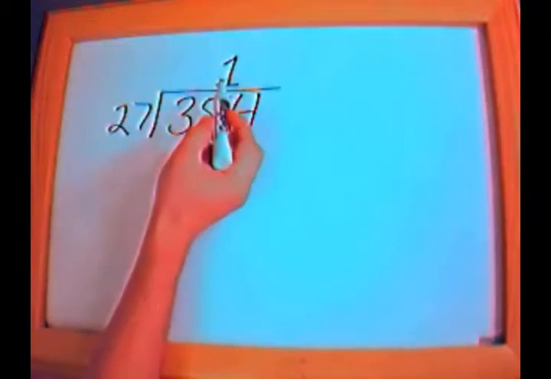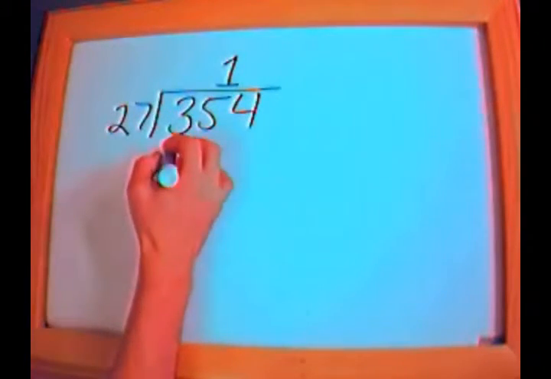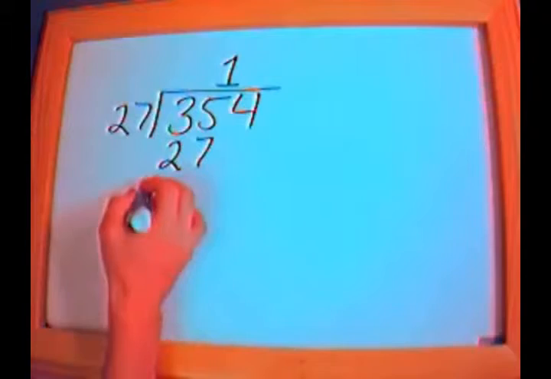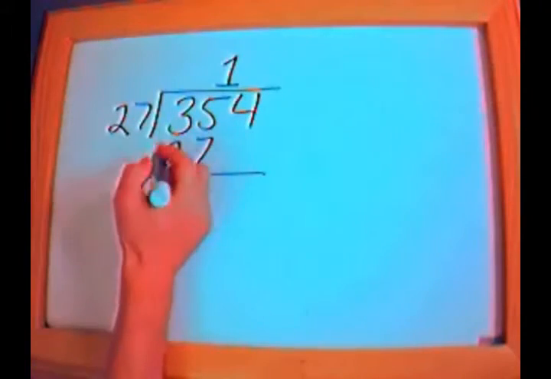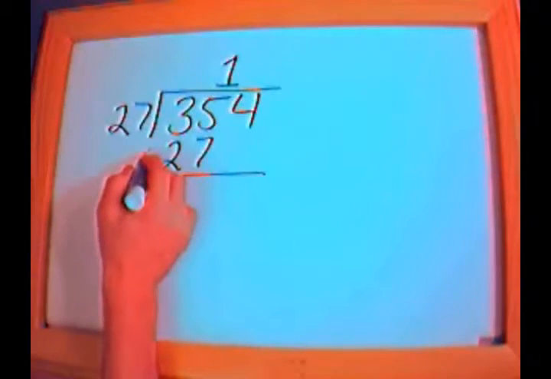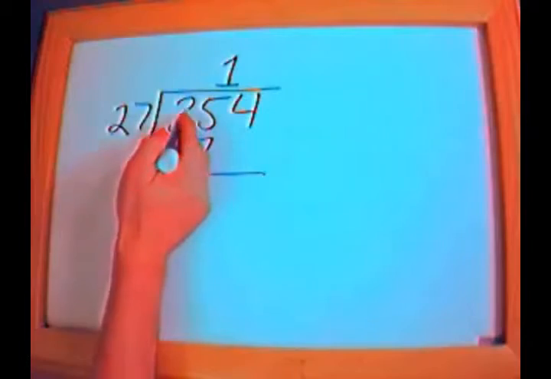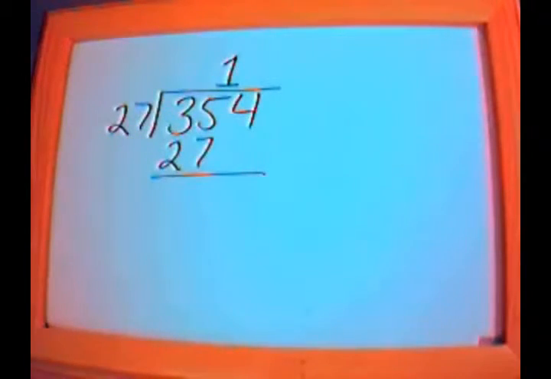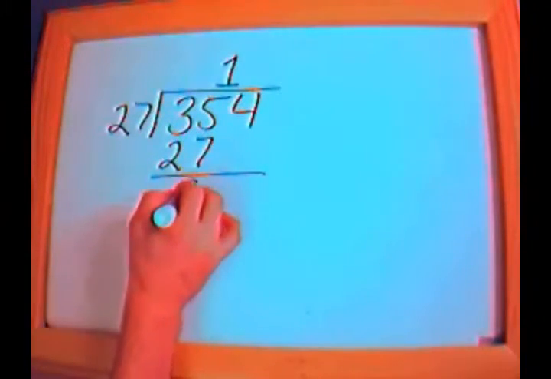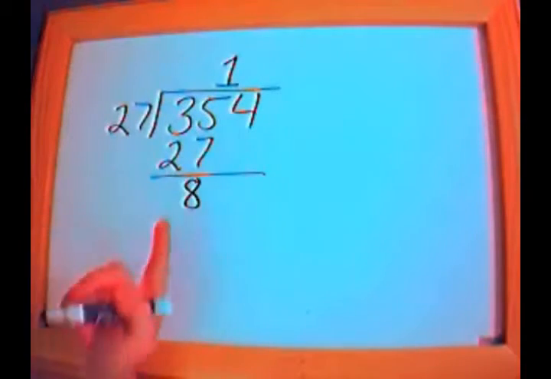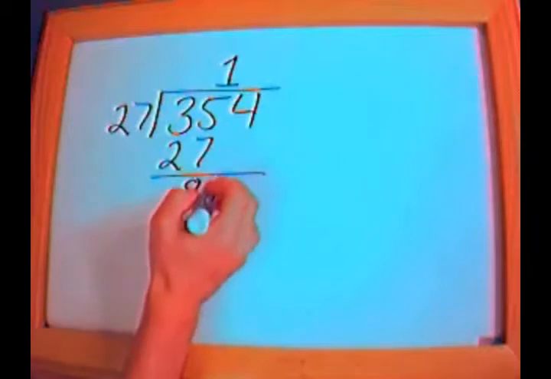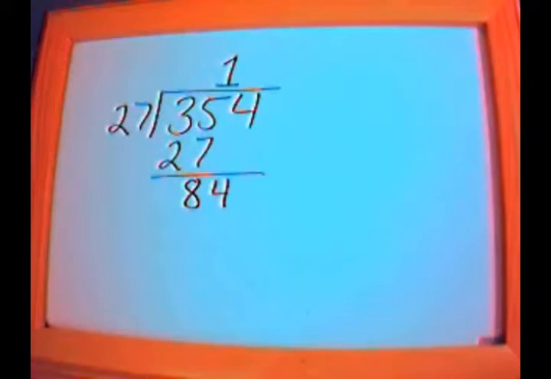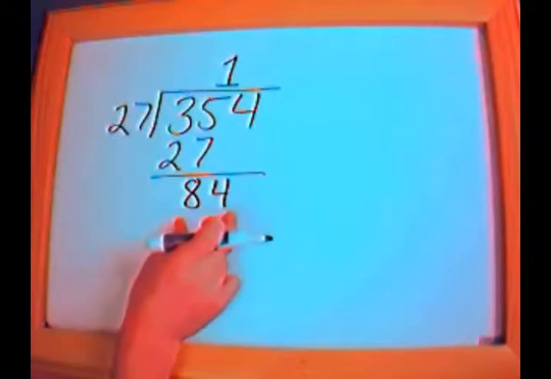Okay, and the next thing you do is you multiply the 1 times 27. You write the 27 down here. You draw a line. This might start to ring a bell with you guys. And then I subtract these two. I'm not going to put the minus sign, but what I'm doing is subtracting 35 minus 27. And that's going to be 8. After I do that subtraction, I just carry this 4 down like that. Now I have a new number.